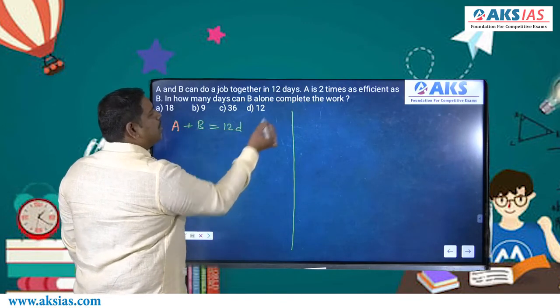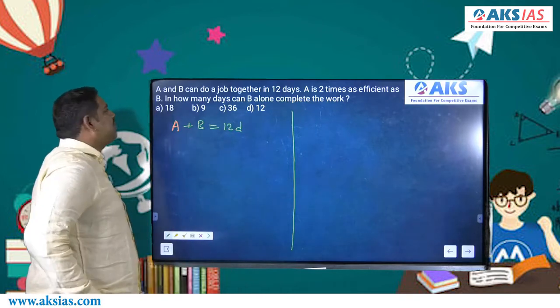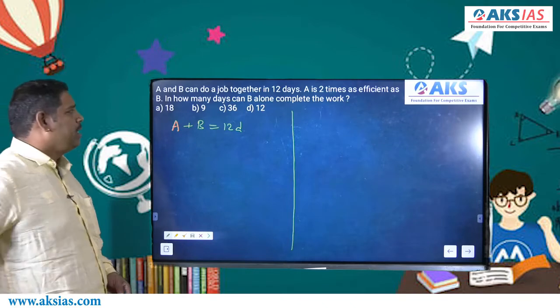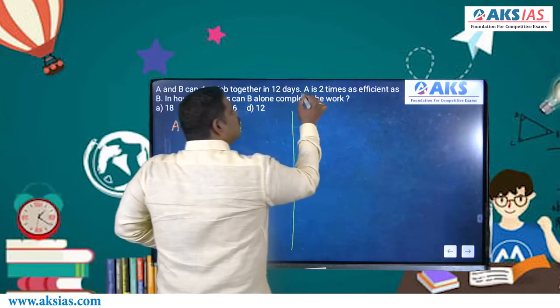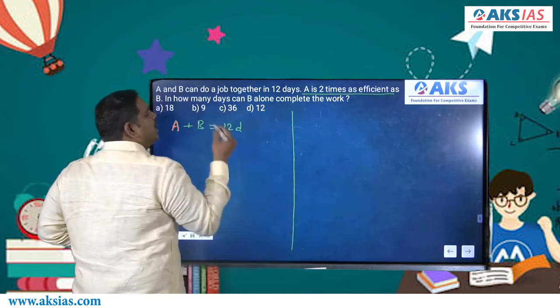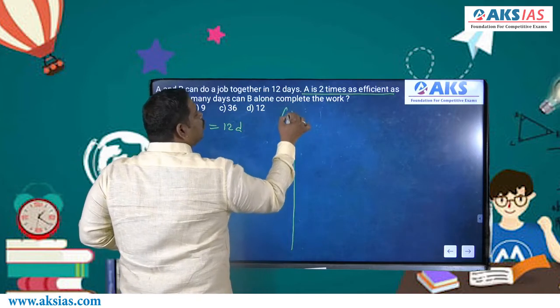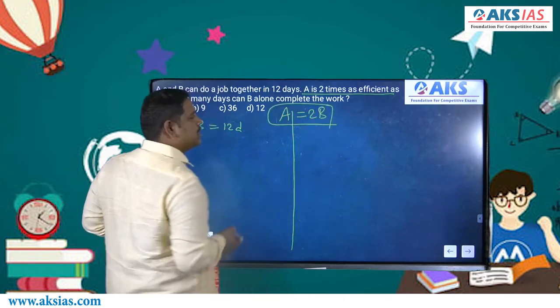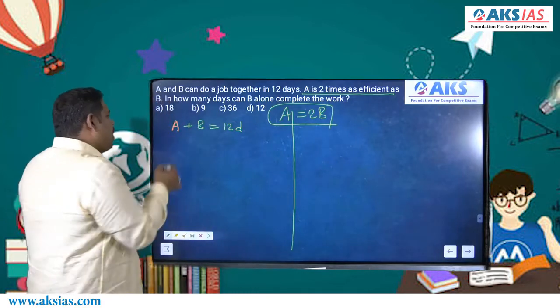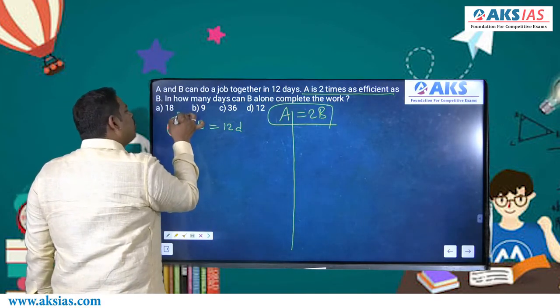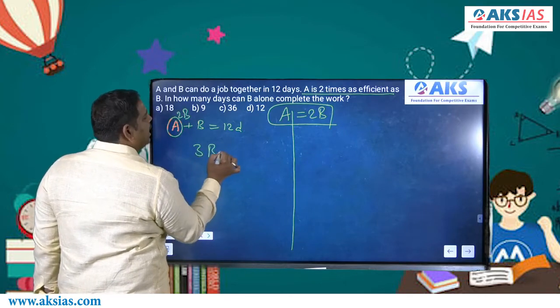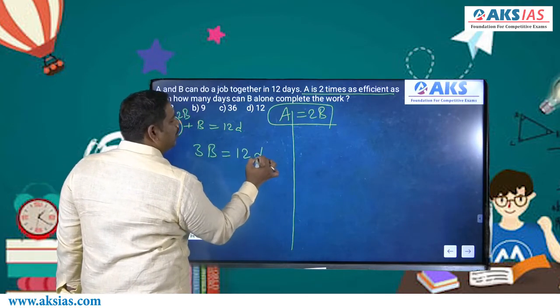He said that A is 2 times as efficient as B. That means, undoubtedly, you should take A is equal to 2B. This is common for both the methodologies. A is equal to 2B. So now I am replacing this with 2B. That means indirectly he is saying 3 B's can do the work in 12 days.